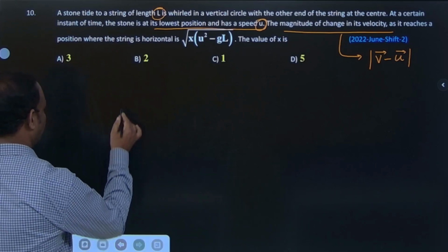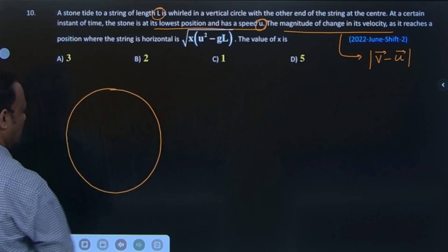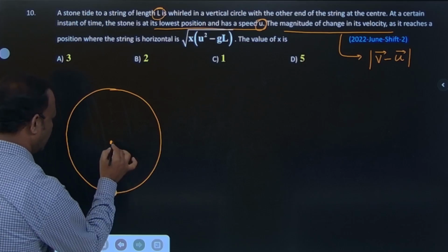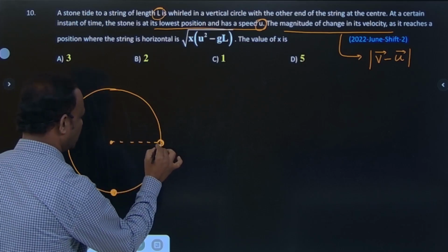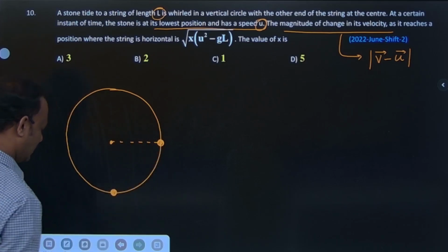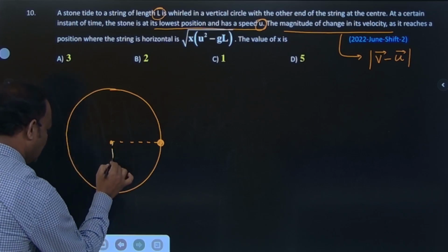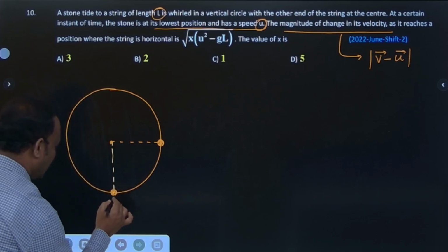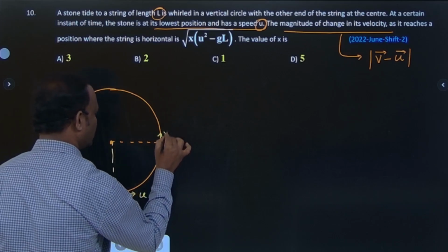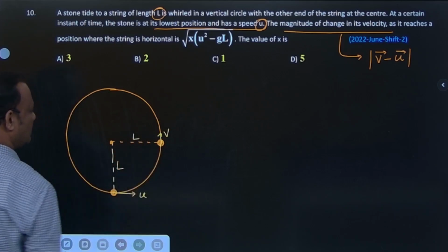Let me come to the point. This is vertical circular motion. This is the body, and this is the horizontal point. The velocity at the lowest position is u. Let the velocity at this position be v. Its length is L, so this distance is also L.